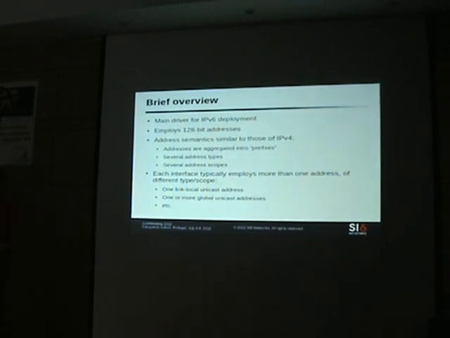So V6 employs 128-bit addresses. Essentially, the bottom line is that they are the same as IPv4 addresses. For example, you aggregate addresses into prefixes for routing purposes. You have different address types, in the sense of unicast, multicast addresses, and so on. You also have different address scopes. For example, you may have link-local addresses, the same thing that you have in IPv4. You may have global addresses and so on. There's no difference in that respect to IPv4.